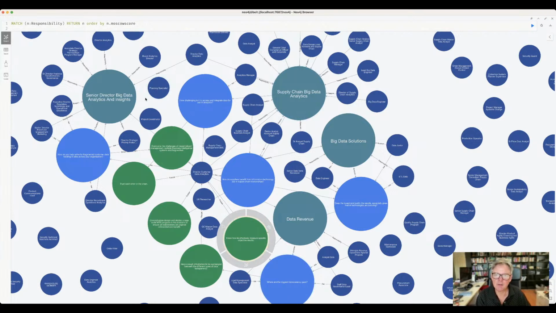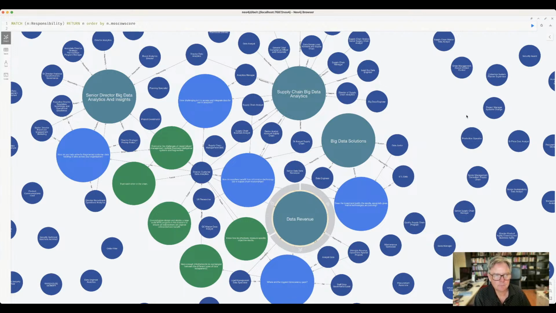And you can see these are related to these areas: Senior Director, Big Data Analytics and Insights, Supply Chain, Big Data Analytics, Big Data Solutions, and Data Revenue. So this is a different perspective. I'm now looking at what needs to be done, not just from what we did before, the major question to ask, and then unraveling what needs to be covered. But now I'm just focusing on one job role, and from that job role or function, I'm going to fill out what needs to be done in a job role. So what questions do I need to ask a job role? What are the responsibilities in that job role?